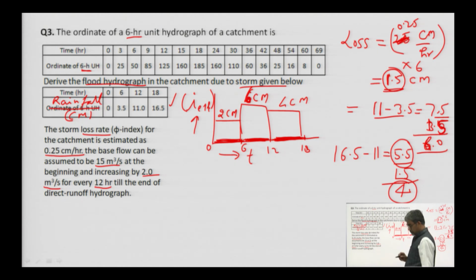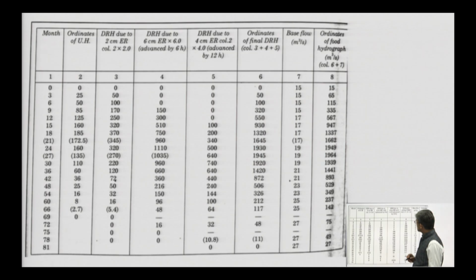So, we need to find the ordinate with the help of the table. Month-wise unit hydrograph is shown here. For this one, that data has not been given, that is why the ordinate needs to be interpolated as we did in the previous question. So, unit hydrograph ordinate.